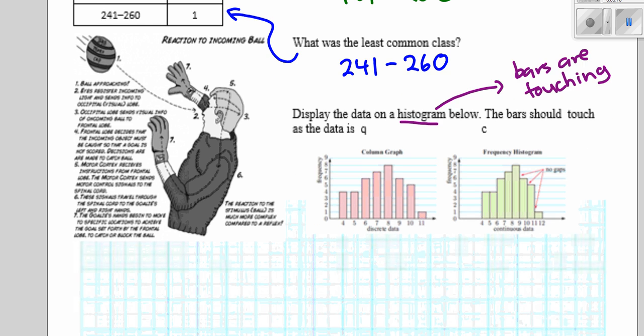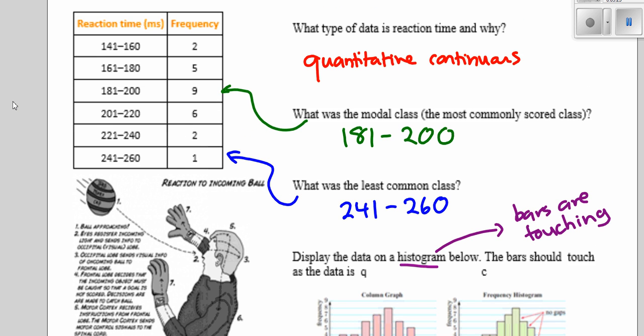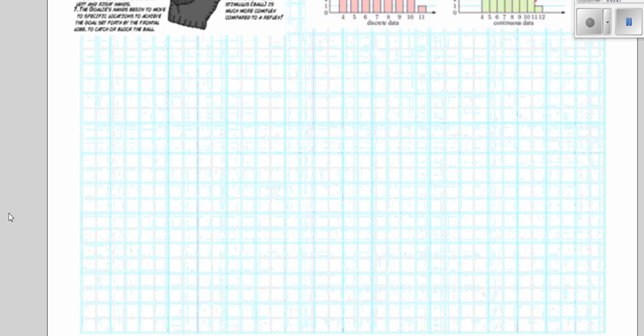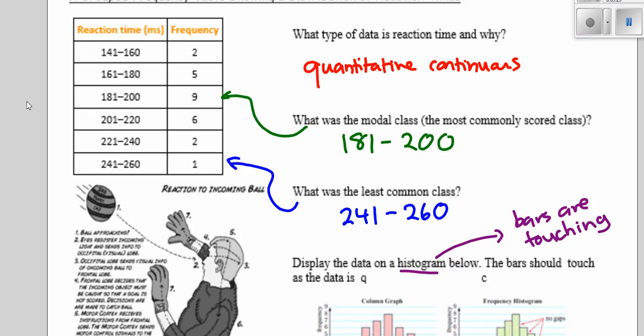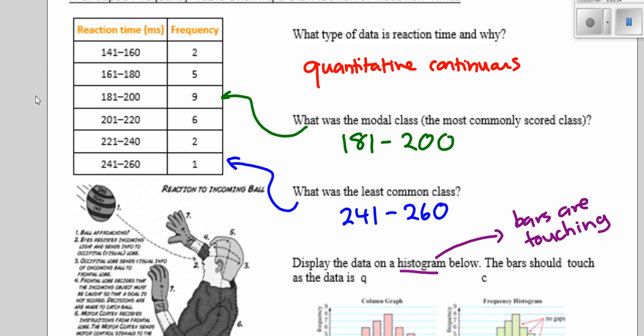So we've got to make a lovely little graph. And how high does our frequency need to go up? Up to 9 at the most. So hopefully we've got enough space to do 9. On a histogram, we don't have to start at 141, but it's not really wrong if you do.